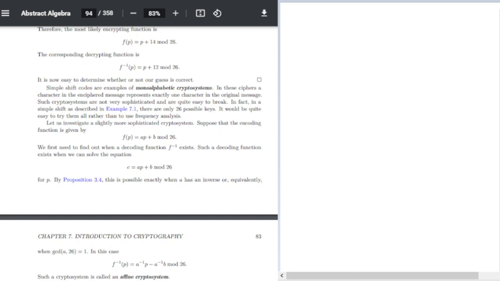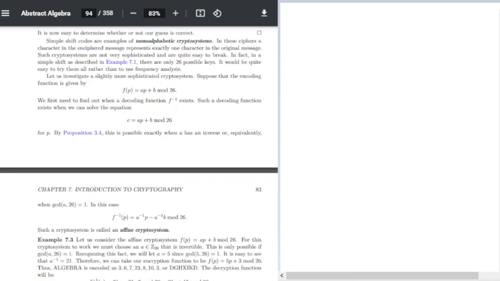Let us investigate a slightly more sophisticated cryptosystem. Suppose that the encoding function is given by f(p) = ap + b mod 26. First, we need to find out when a decoding function f^-1 exists. Such a decoding function exists when we can solve the equation c = ap + b mod 26 for p. By proposition 3.4, this is possible exactly when a has an inverse, or equivalently, when the greatest common divisor of a and 26 is equal to 1.